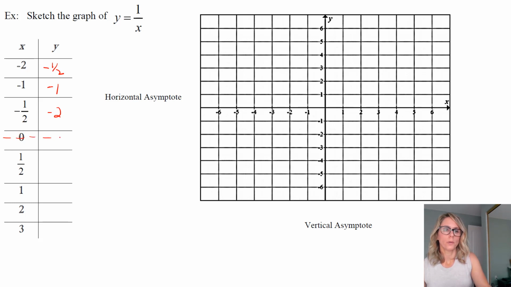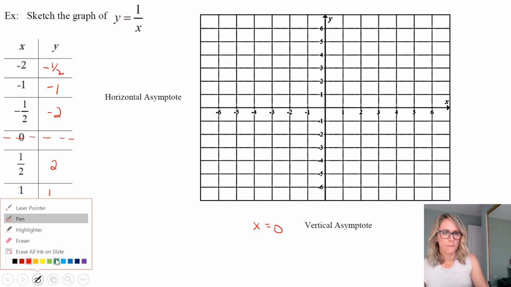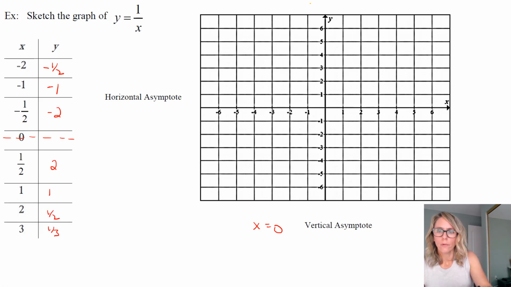We cannot plug in 0. Notice we cannot plug in 0 because it makes the denominator 0. We're going to have a vertical asymptote at x equals 0. Otherwise, we have some pretty standard values here that come from just plugging that into 1 over x. I'm going to see if a different color works better here. So we have a vertical asymptote at x equals 0.